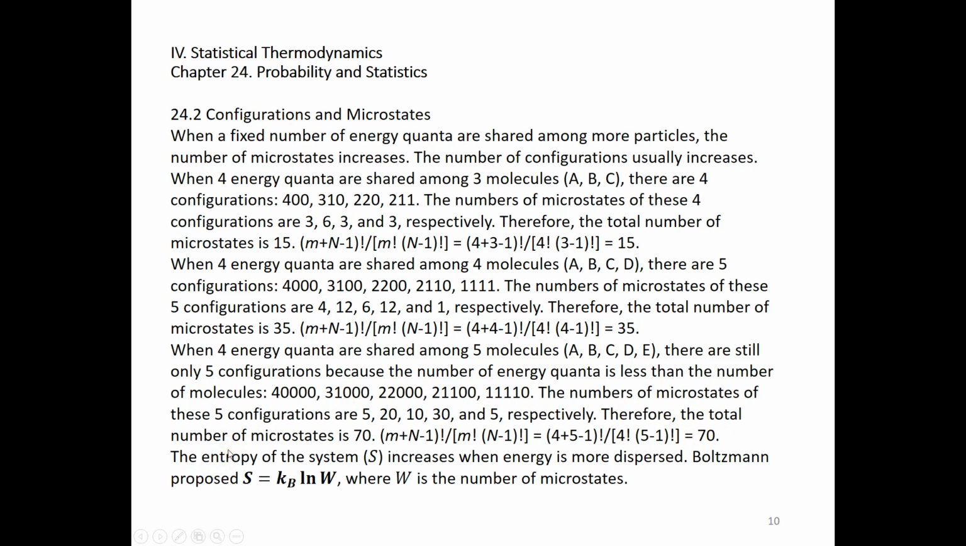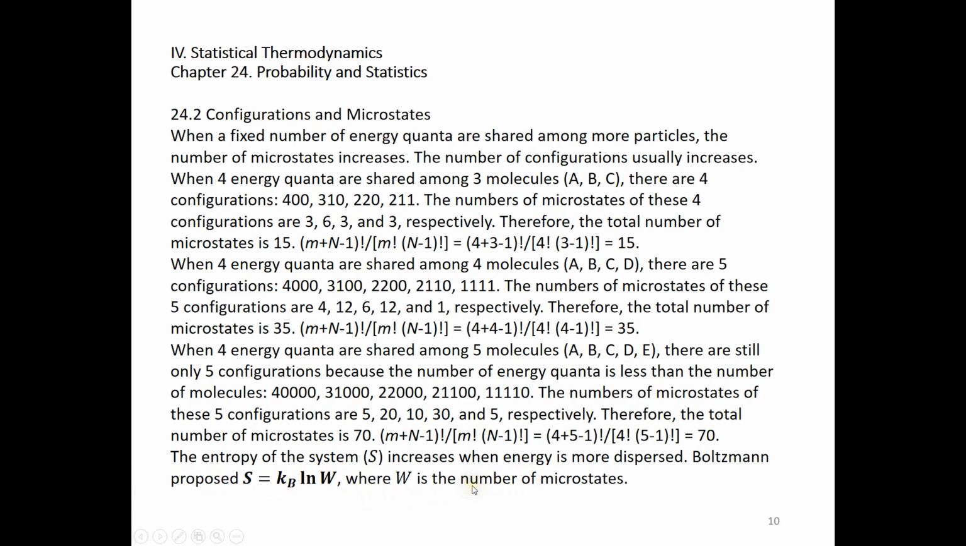Now let's look at something in chemistry. The entropy of the system increases when energy is more dispersed. Entropy is the measure of the dispersal of energy. So Boltzmann proposed that entropy is K sub B, the Boltzmann constant, times the natural logarithm of W. W is the number of microstates. K sub B is the ideal gas constant divided by Avogadro constant. K sub B is 1.38 times 10 to the power of negative 23 joule per Kelvin.